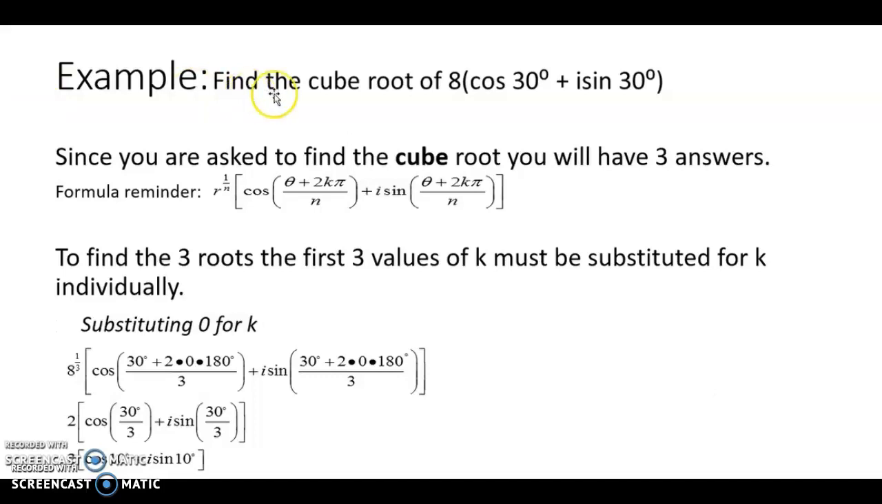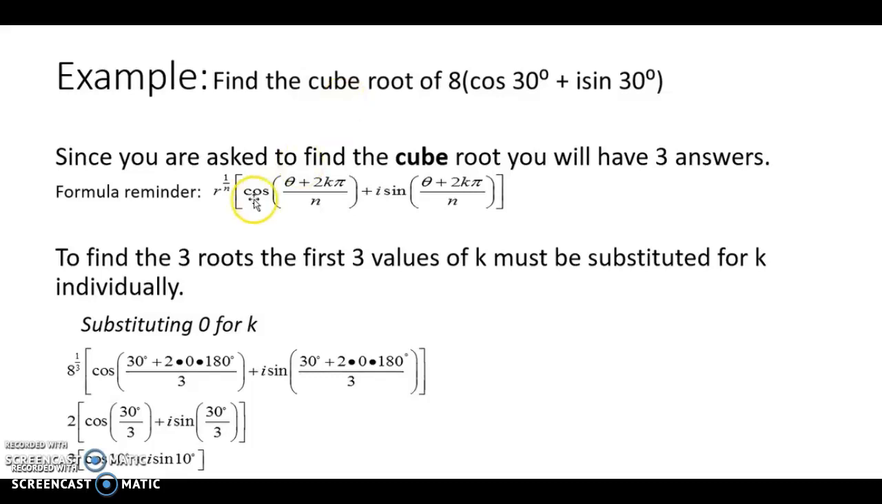So we're asked to find the cube root of 8 times the quantity cosine 30 degrees plus i sine 30 degrees. So we're asked to find the cube root, meaning we have to find 3 roots of this number that is already in trigonometric form for us. So again, you're going to have 3 answers because you're asked to find the cube root. Each root must be found individually.